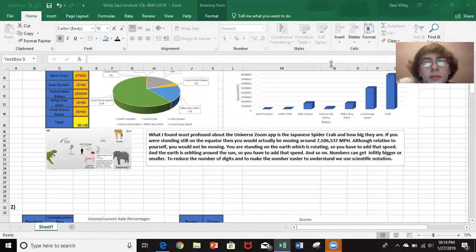What I've found most profound about the universe zoo map is the Japanese spider crab and how big they are.